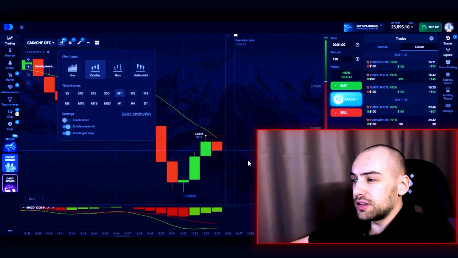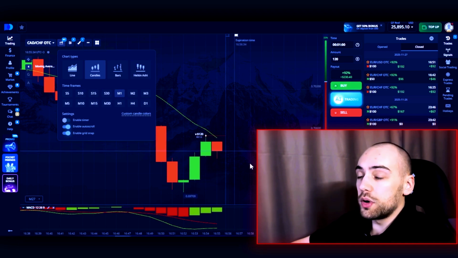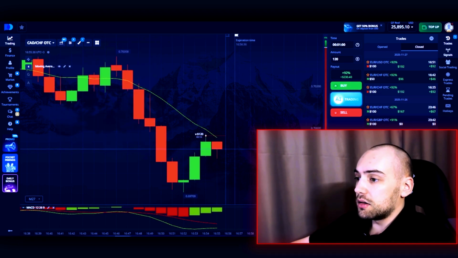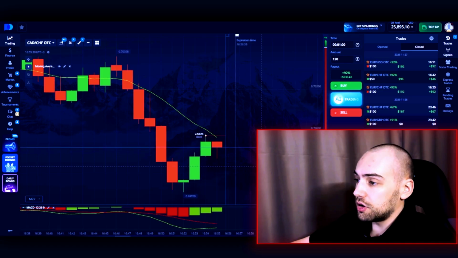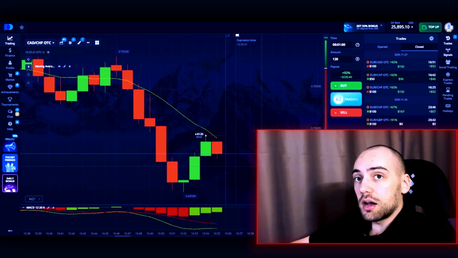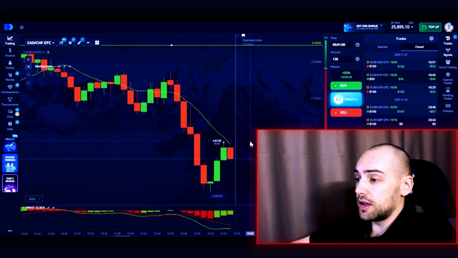In addition to using the indicators, we must always look at the chart itself, analyze the lows, the trend direction across different time frames, and combine all this information.